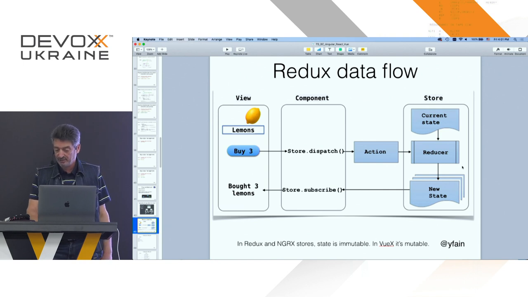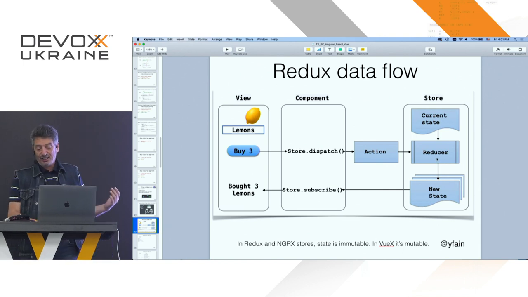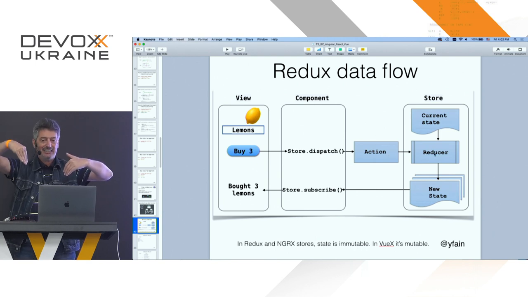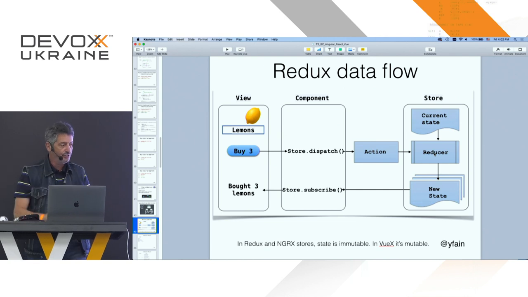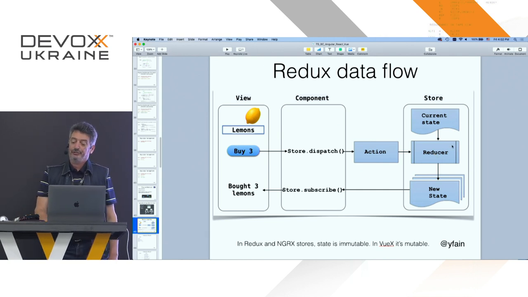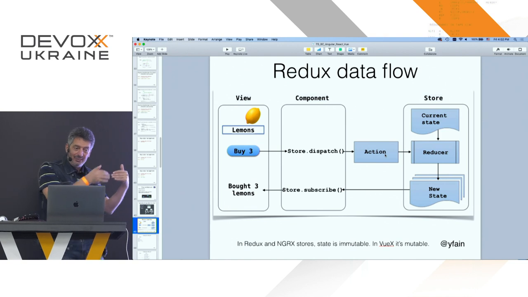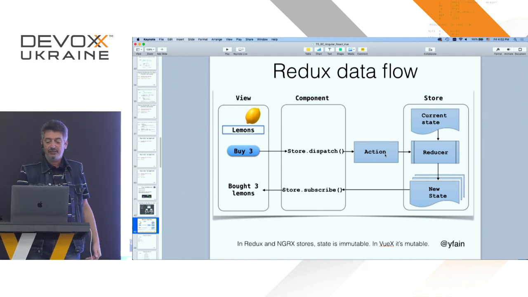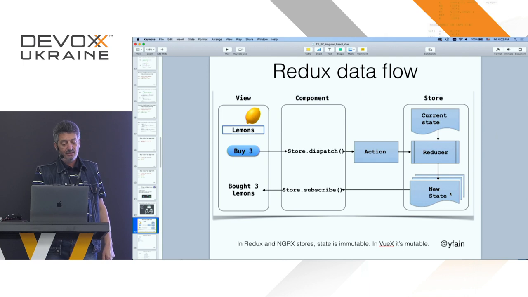So the action would go to the store, and in the store there is a function called reducer. They may have more than one, but the point is, it'll take the action as an argument, and the second argument is the current state. Inside that reducer, which treats the store as immutable, it will not change it. It will take the state and create a new state. It will clone it. In the clone, it will update the counter of lemons, and it will return a new state. Then, again, the component subscribes to these changes and shows that we bought three lemons.